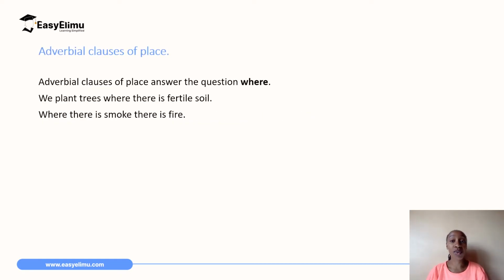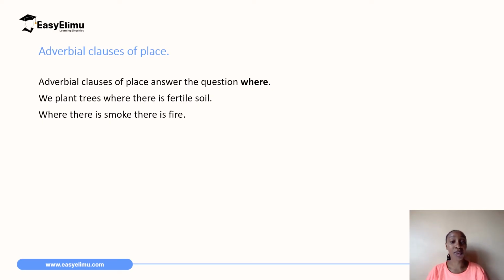Let us now proceed to adverbial clauses of place. Remember, adverbs of place answer the question where. Where are you going? I am going to school. Where are you coming from? I am coming from the library. So adverbs of place answer the question where. And adverbial clauses of place also answer the question where.